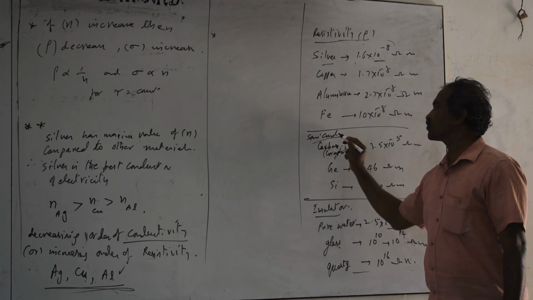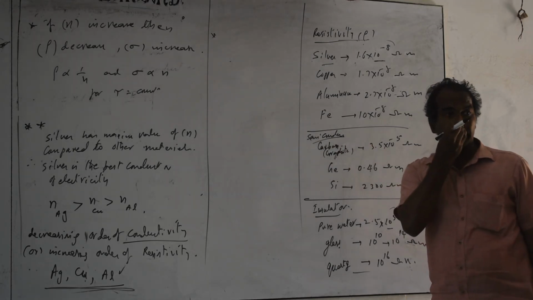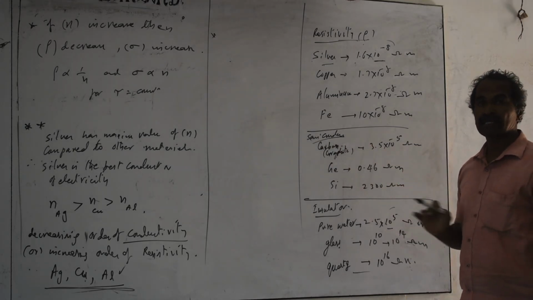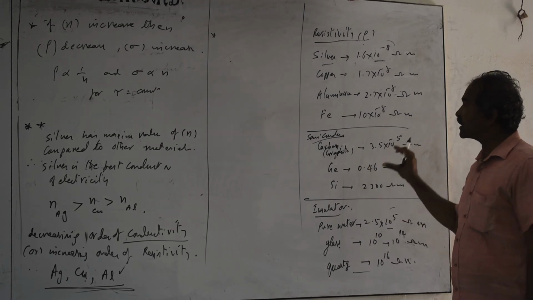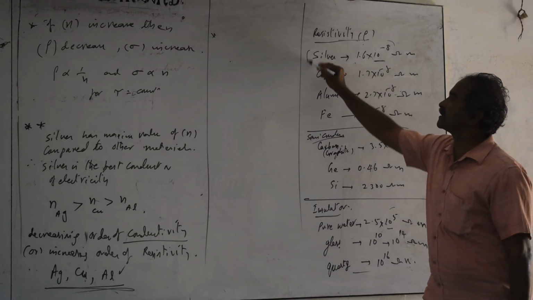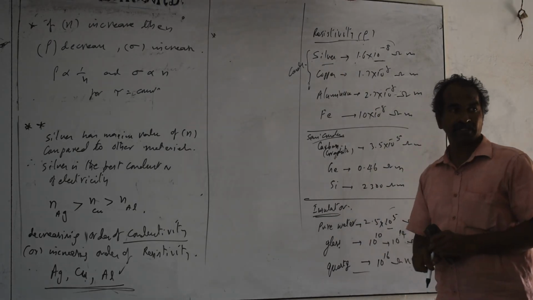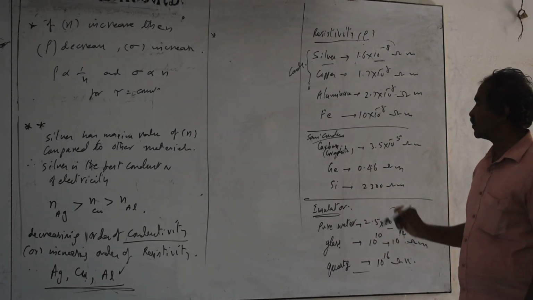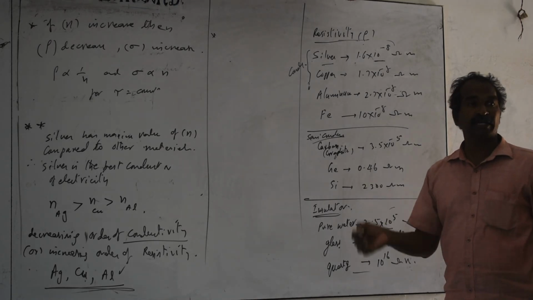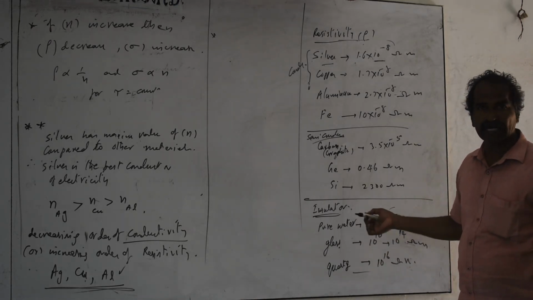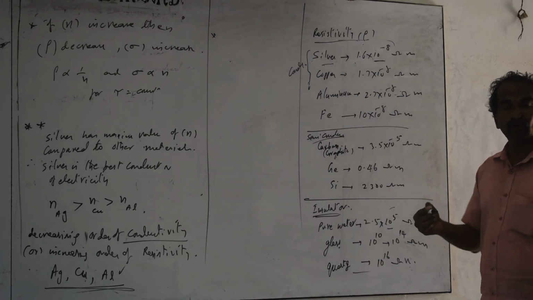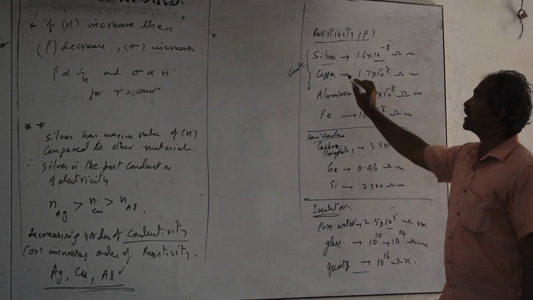Semiconductors are nothing but the fourth group elements in the periodic table. Semi means half. They have properties in between conductors and insulators. At low temperature, close to absolute zero, semiconductors behave like insulators. No conductivity will be there. But at high temperature, room temperature and above, they behave like conductors.